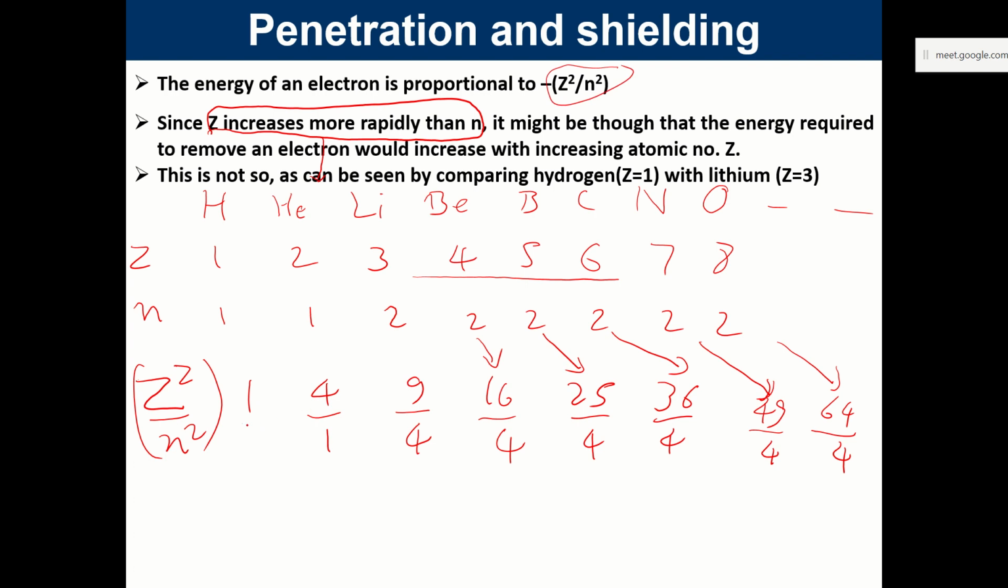1 Z square by n square is the thing. You can clearly see 1, 4, 9, 16, 25, 36, 49, 64, whereas the denominator changes 1, 1, 4, 4, 4, 4, 4, like this. So if the numerator changes very fast, what do you expect? The energy will become more negative. The electrons will be drawn closer to the nucleus. It will be very difficult to take out the last electron. That's what it indicates.